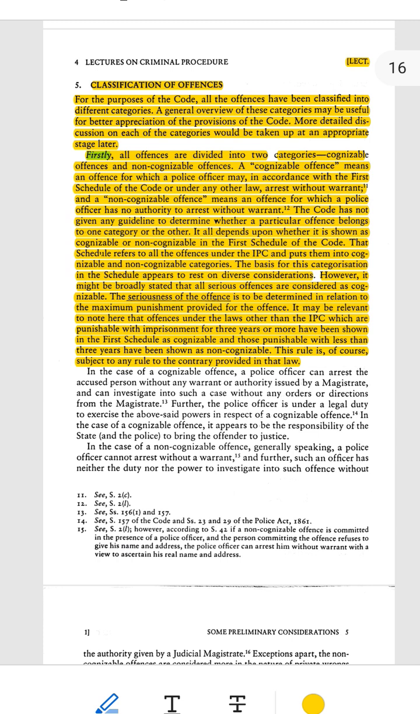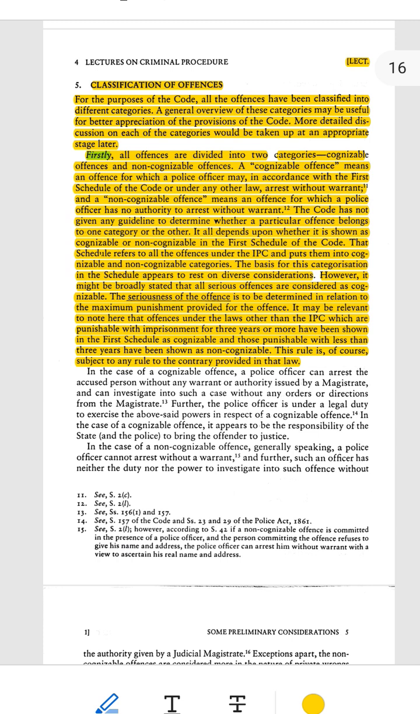Examples of cognizable offences: murder, killing someone; kidnapping, taking someone away by force; rape, hurting someone sexually; theft, stealing something valuable. Why can police act fast? These offences are dangerous, so the police need to act quickly. For example, if someone commits murder, the police must catch them fast to stop them from escaping.